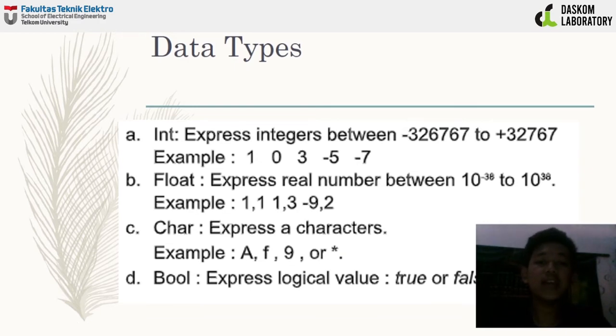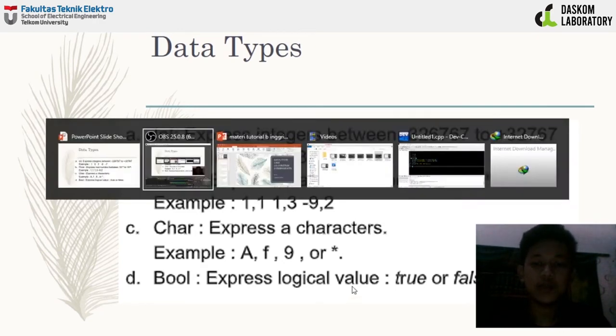And the last is Boolean. It expresses a logical value, and this is the nicest thing about Boolean. It's easy because there are only two values in it, true and false. So if it's not true, it is false. If it's not false, then it is true. Simple, right? I'll give you an example in Dev C++.